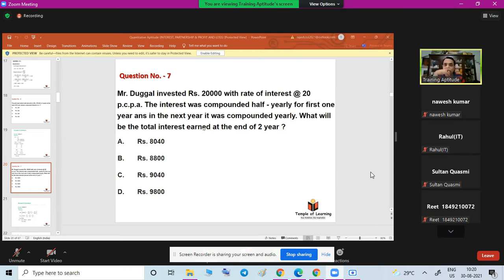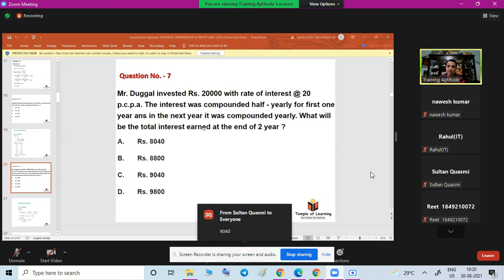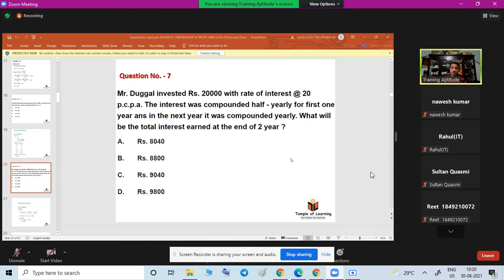What happened? Mr. Dukal invested 20,000. 9040. Sultan is saying, okay. 20,000 with rate of interest 20% per annum. The interest was compounded half yearly for the first 1 year, and in the next year it was compounded yearly. What will be the total interest earned at the end of 2 years? All right.